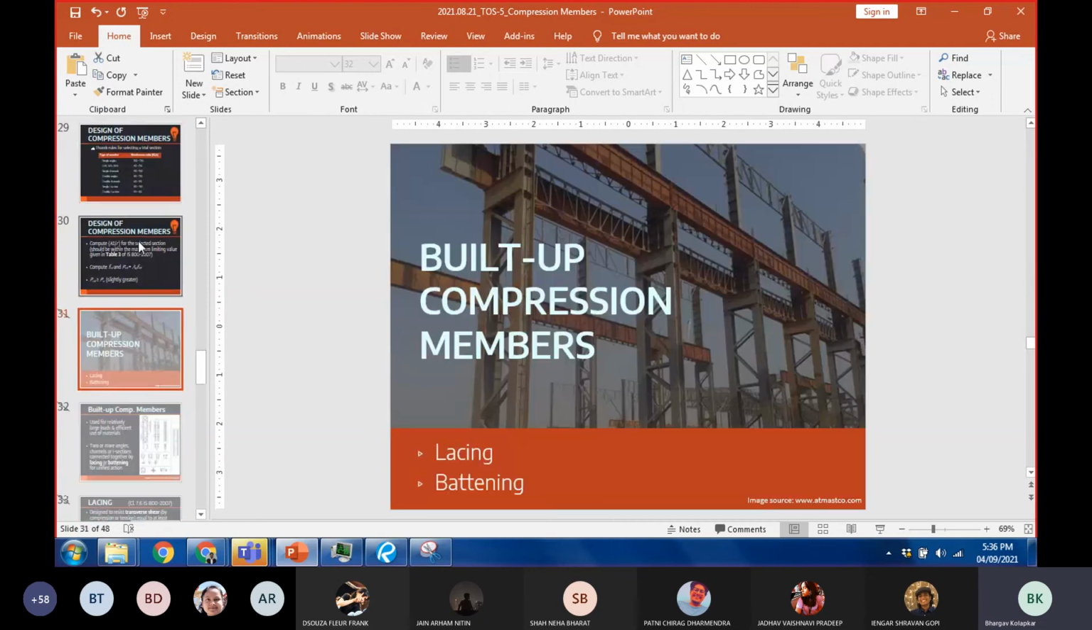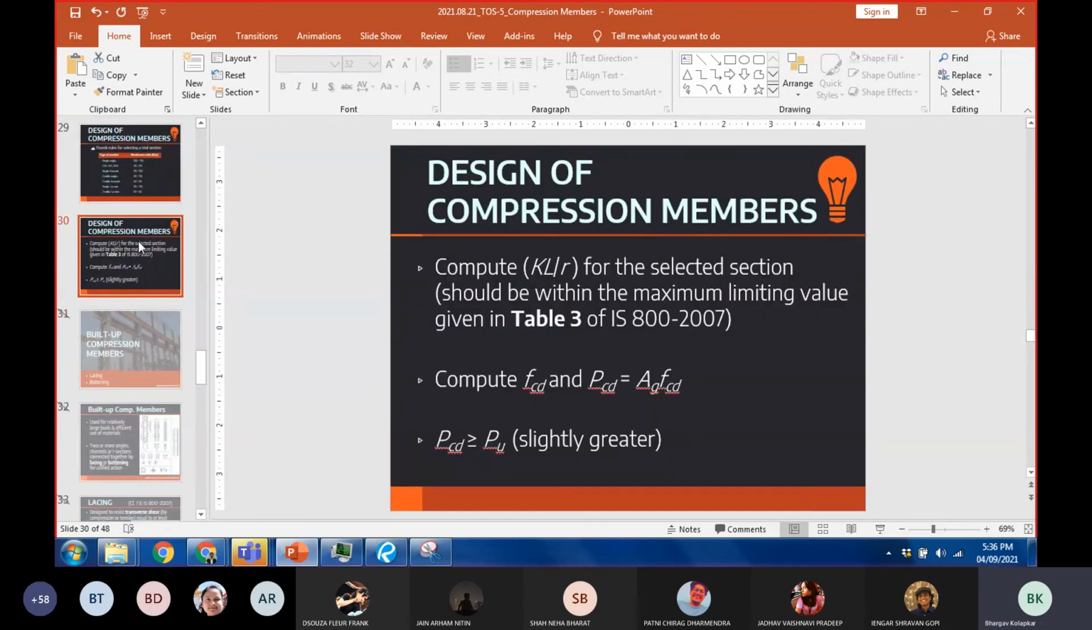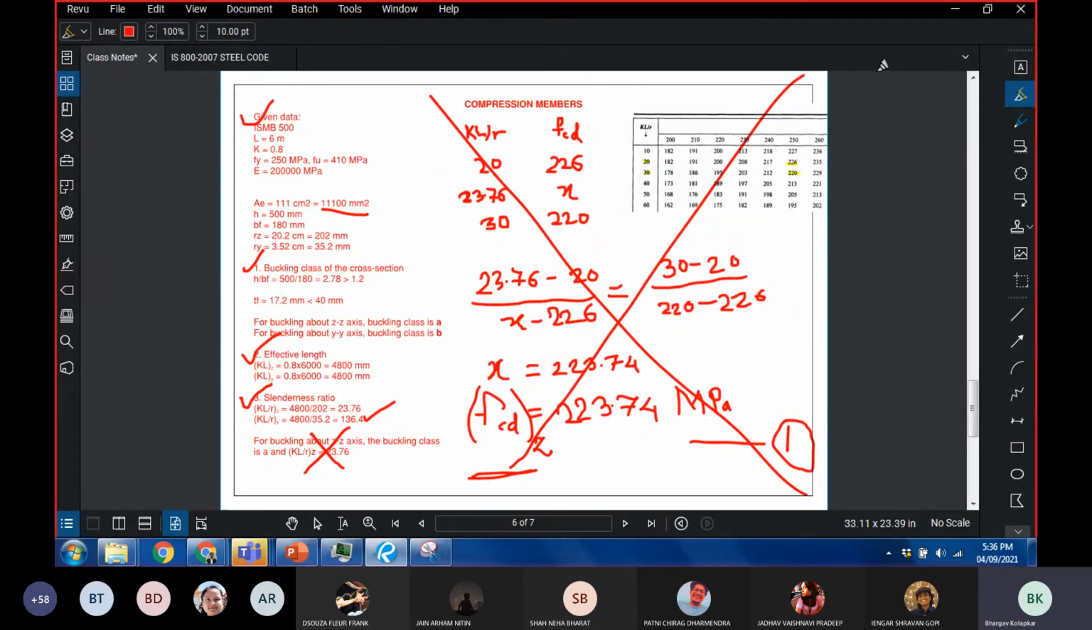And then finally, there's another type of problem that we want to cover. In this problem we knew the section and we wanted to find out how much load this particular section can take. These types of problems are called analysis problems. We looked at the difference between analysis and design problems. But in actual practice, what we get is the load, and we have to find out which section we can use. That problem is called a design problem.